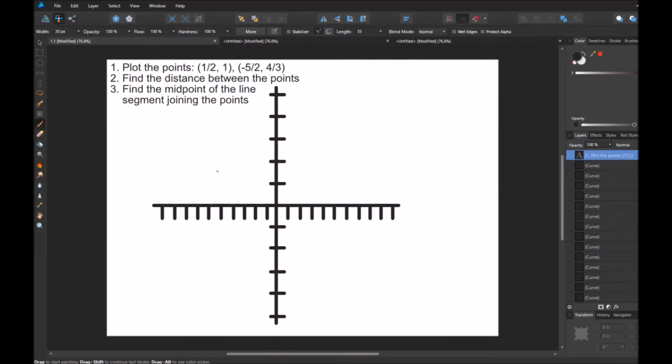Okay, so for this next problem, we're once again given the exact same directions as the previous ones, just with different points. And our points this time are (1/2, 1) and (-5/2, 4/3). So to plot this first point, we're going to go to the right 1/2 and up 1 to this point right here. And then for the second point, we're going to go to the left 5 halves and up 4/3.